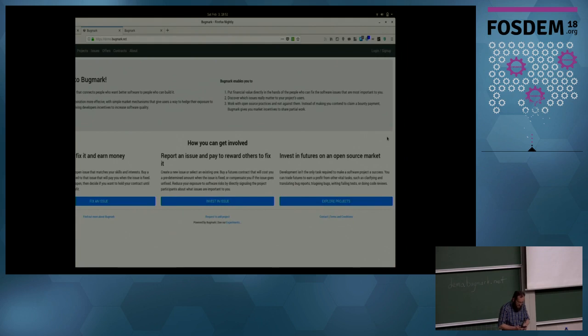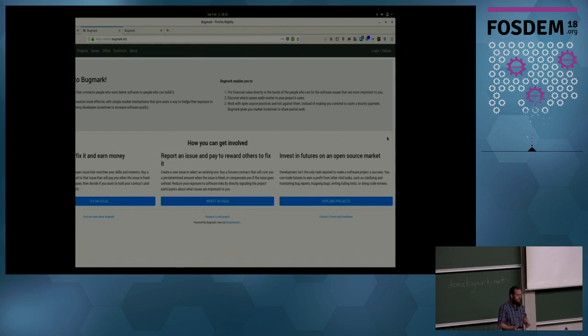All right, so Bugmark is an online market for tradable software issues. In this demo, we'll be working with issue tracker data from GitHub, and Bugmark will give project managers and end users a way to incentivize work. And it gives developers a way to get paid for their efforts.